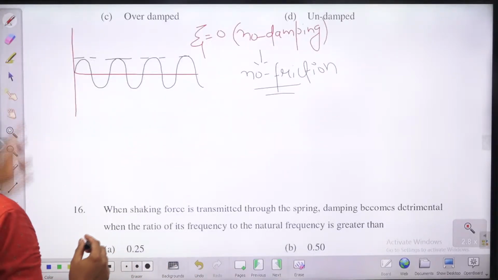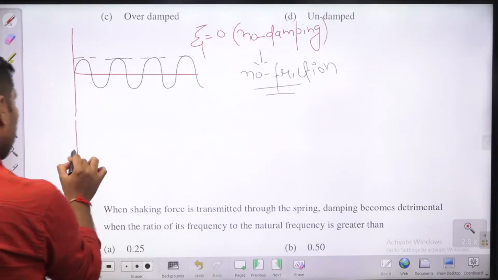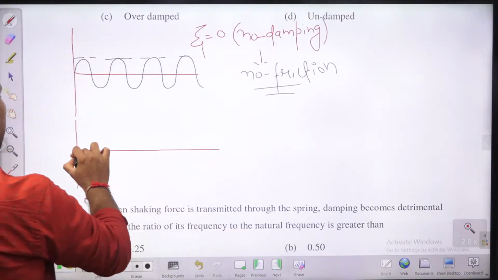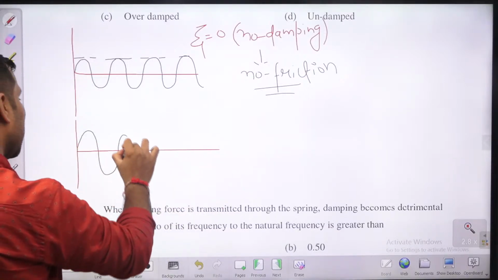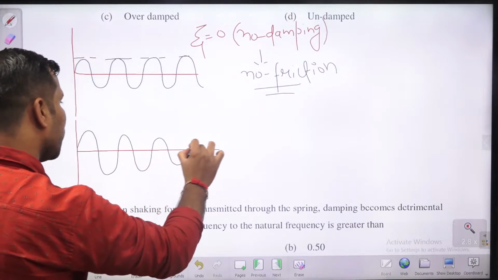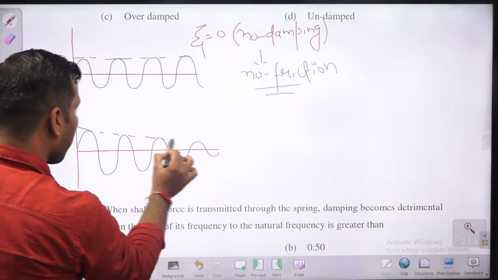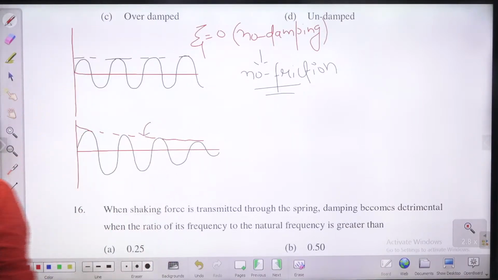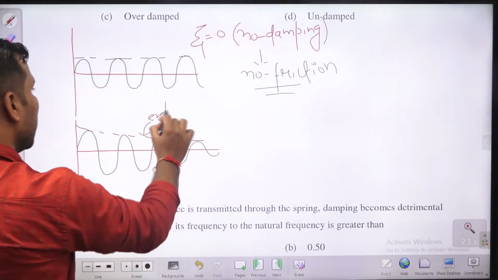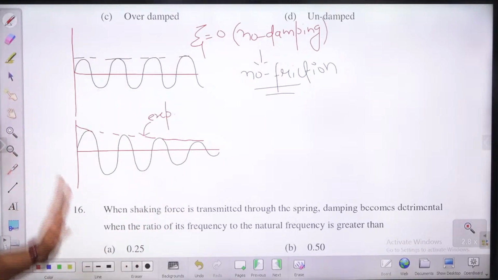Now, if you have an underdamped system, the amplitude is going to decrease gradually, something like this. It is going to decrease exponentially, something like this. The amplitude will decrease exponentially. It is going to decrease, but the motion will be aperiodic.